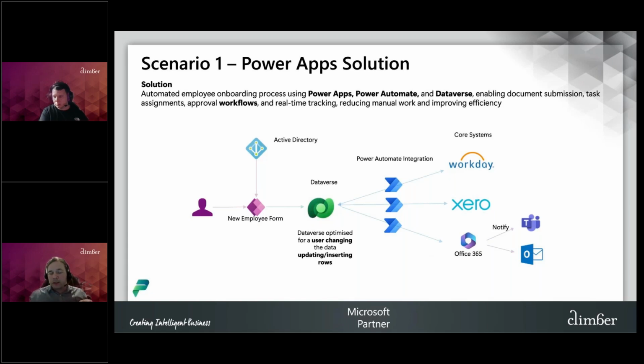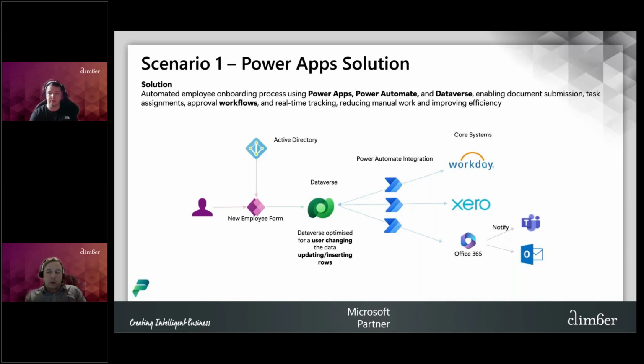That would be automatically linked to Active Directory. So as the employee logged in, it would know who they are straight away. The data would be saved into Dataverse because the user is, again, updating or inserting rows into the data. And then from Dataverse, we can trigger some Power Automate integration. So once the employee has submitted the form, we can use Power Automate to automatically add their details into the core systems, Workday and Xero.